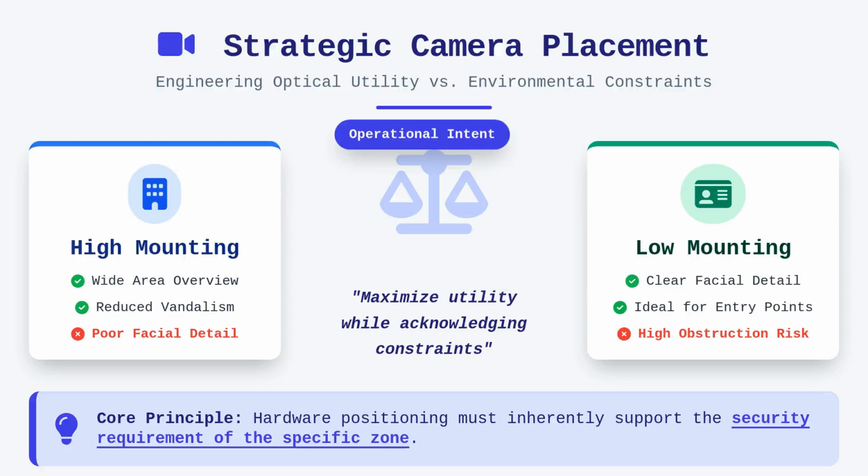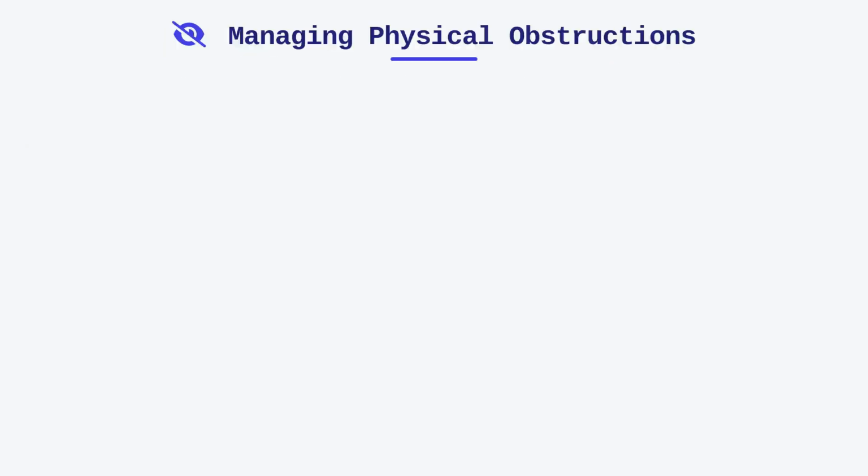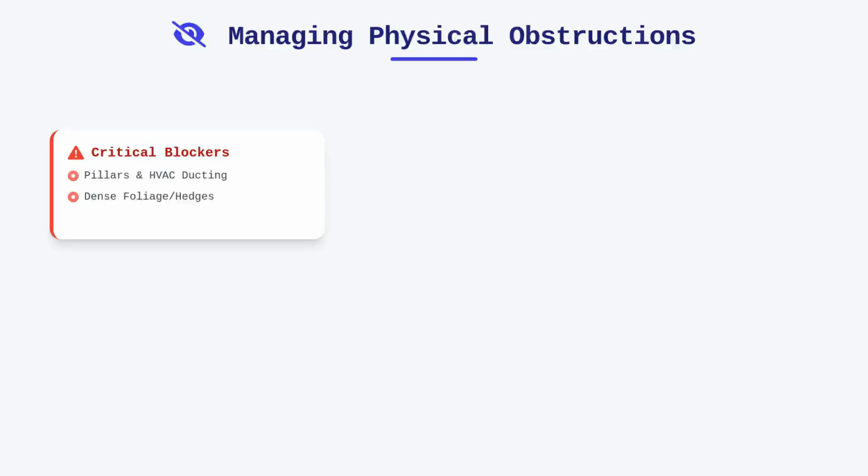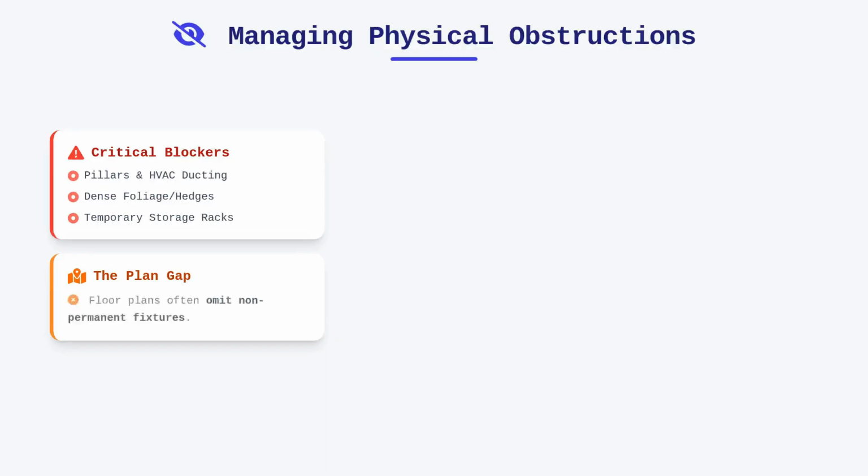One of the most persistent challenges we face is the existence of physical obstructions that degrade the utility of our sensors. When surveying a site, you must proactively identify pillars, foliage, HVAC ducting, and temporary storage racks that may interfere with the intended field of view. It is not sufficient to look at a floor plan on a screen, as architectural drawings often omit non-permanent fixtures that end up blocking critical views.